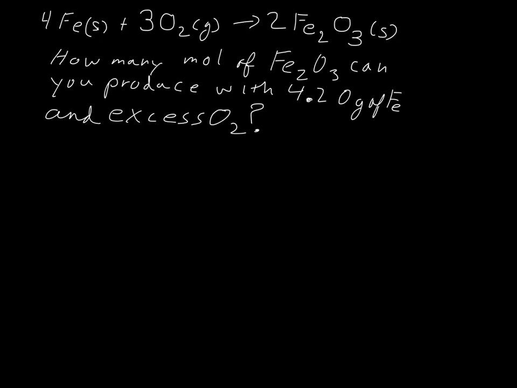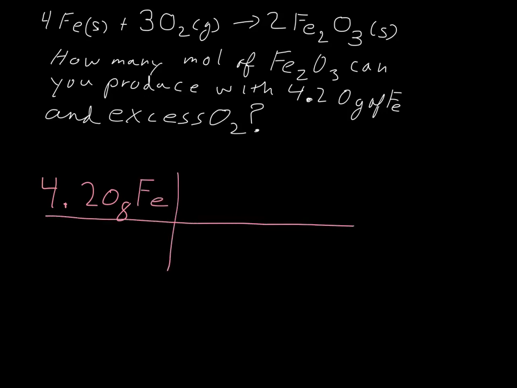But at any rate, we're going to treat these just like we did the problems from Chapter 1. We're going to look for our problem, and whatever number they give us in this problem, that's what we're going to start with. They gave us 4.20 grams of iron, so we're going to start our line with 4.20 grams of iron. I have no clue how to solve this problem. However, I know my first step is going to be getting rid of grams of iron.